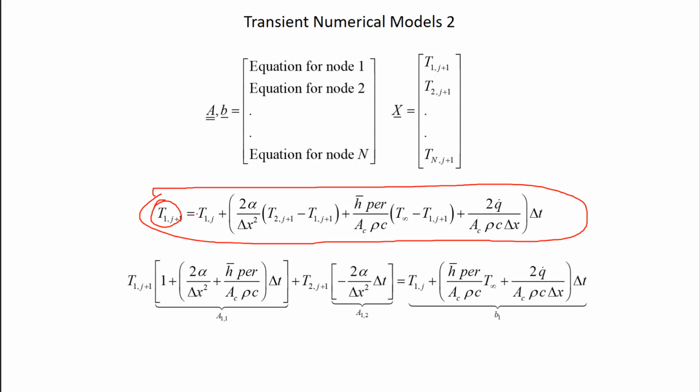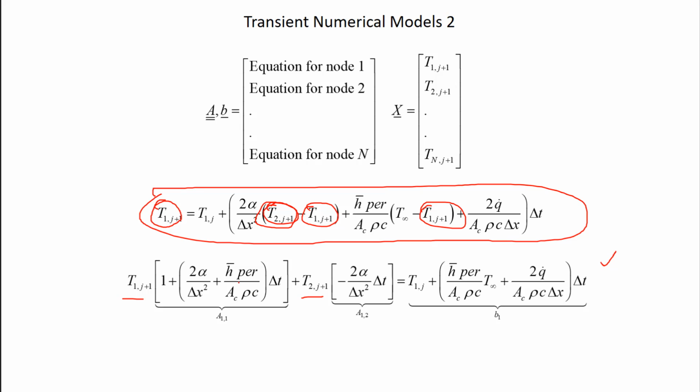So here's an unknown, here's an unknown, here's an unknown, and here's an unknown, right? So let's see what the coefficients multiplying the unknown are. Here I have T1 at j plus 1. I have pulled together all the coefficients. So here's a 1. Over here, if I bring it to the other side, I have a plus 2 alpha delta x squared times delta t. And here I have an h bar perimeter times AC over rho c times delta t. So there's a coefficient. Here's another unknown, T2. The coefficient multiplying it is right here. And then everything else is a constant, so I just leave it on the right-hand side.